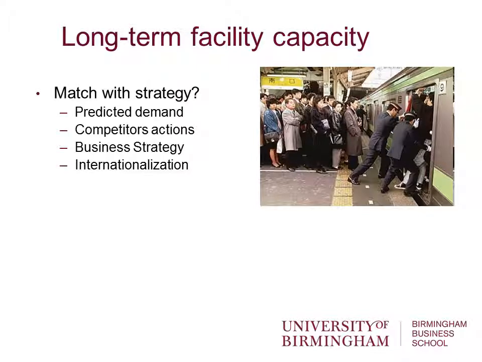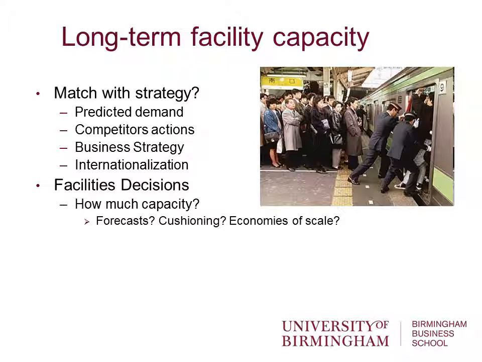So what we're trying to do is match our capacity with a strategy. We need to understand predicted demand, what our competitors are doing, are they expanding, are they contracting? We need to think about what our strategy is as a business, what we're trying to achieve. Are we trying to expand into new territories or develop new products and sell those? And to what extent are we internationalizing?